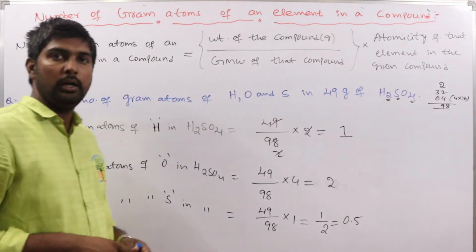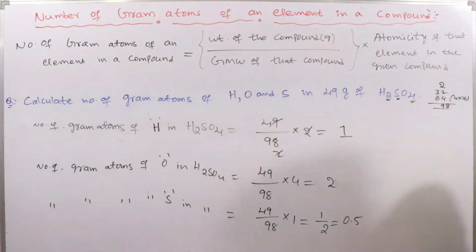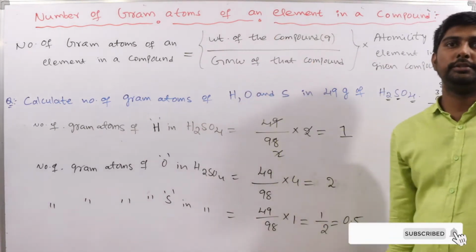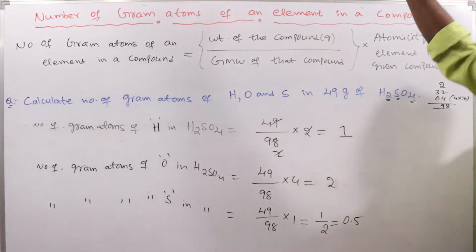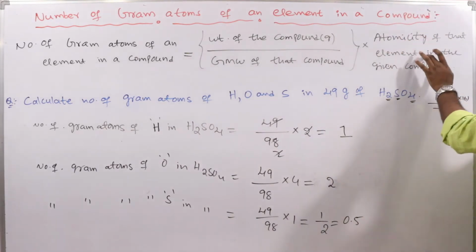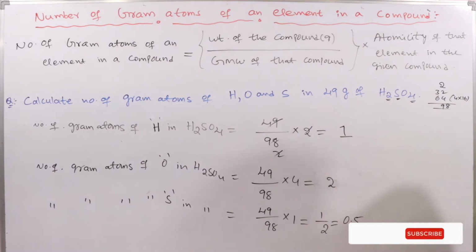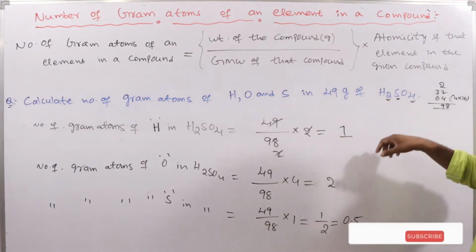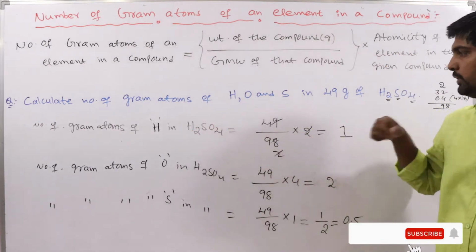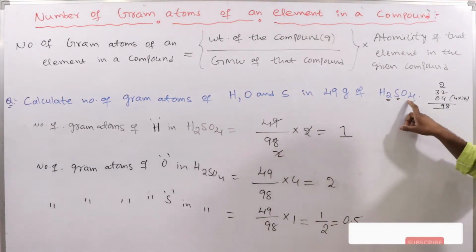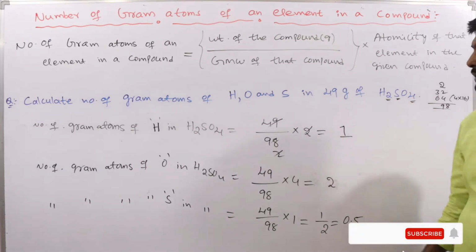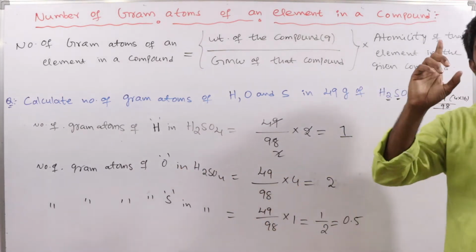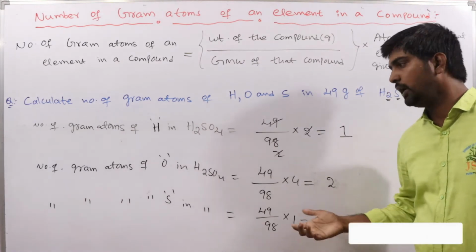Clear? In this manner we can easily calculate the number of gram atoms by remembering this simple formula. See here, the atomicity of the element we should consider carefully. Two hydrogens are there, so the atomicity of hydrogen is 2. Four oxygen atoms are there in the H2SO4 molecule, so the atomicity of oxygen is 4. Only one sulfur atom is there, so the atomicity is 1.